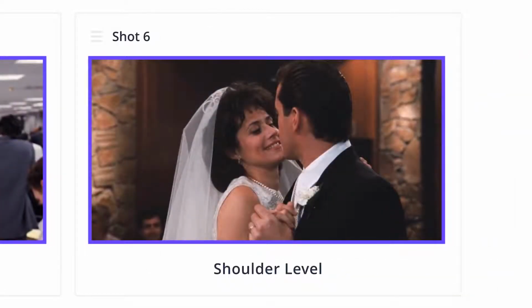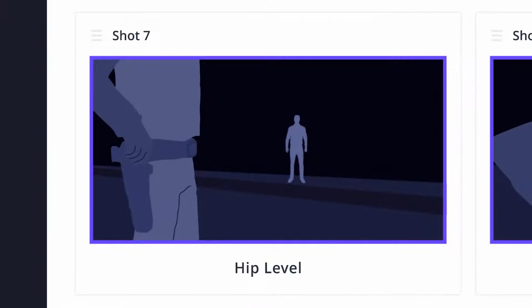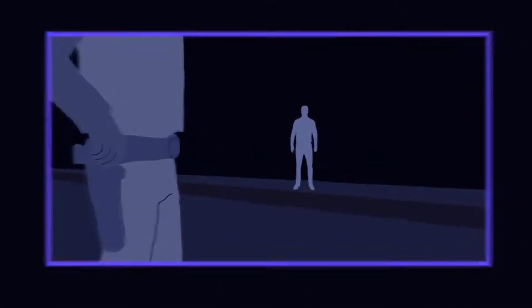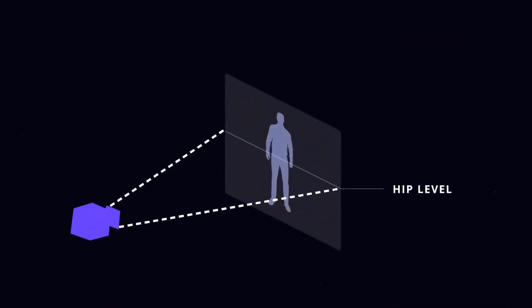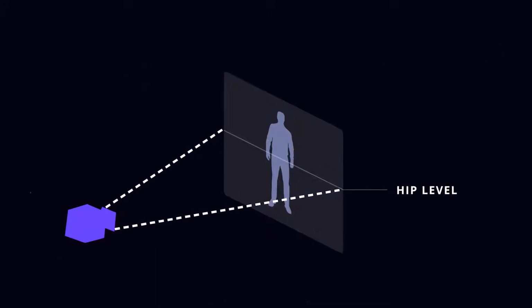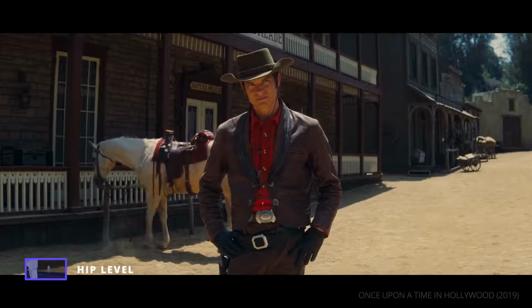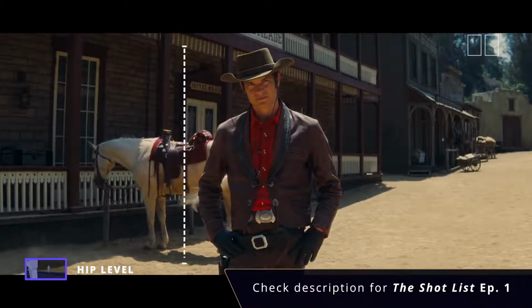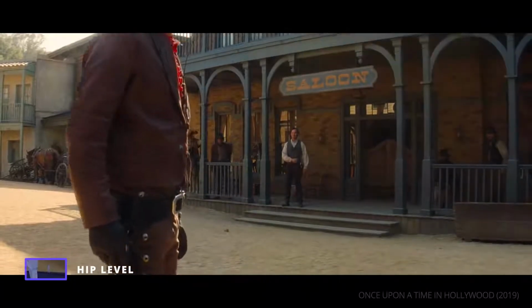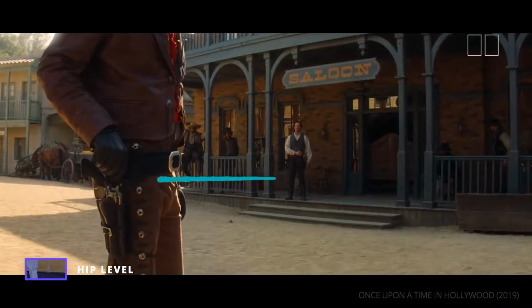On to our next camera angle. The hip level shot. The hip level shot can be found in every genre, but it makes its home in the Western, often in conjunction with a cowboy shot, which we covered in episode 1, Shot Size. The principal reason for this is because gun holsters rest at hip height.